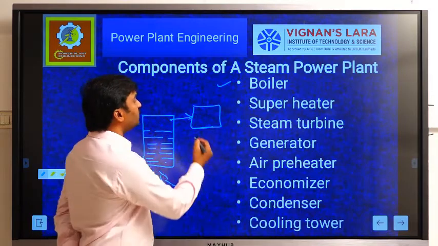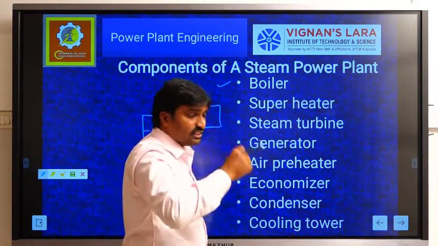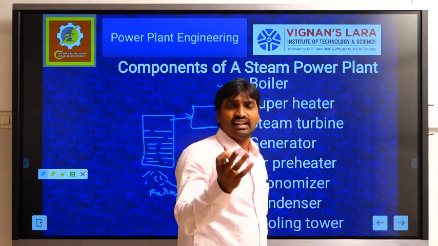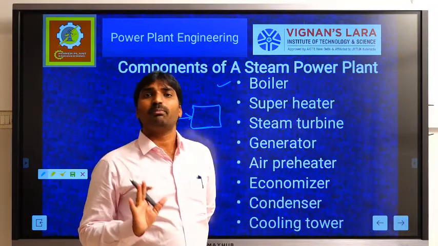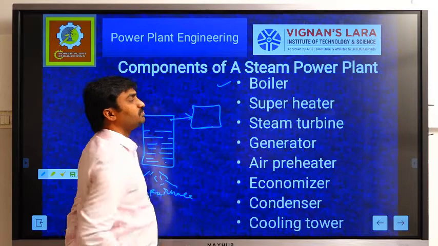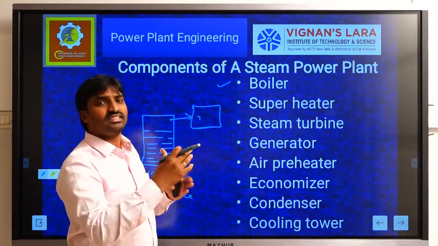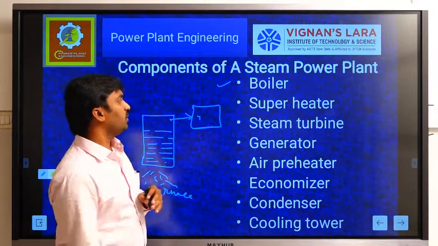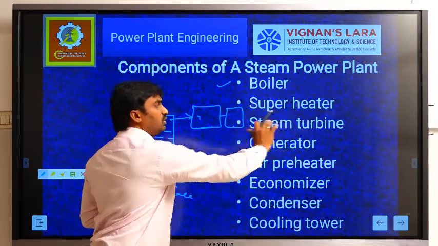So that's why we need to remove the entire water content. If water content is present in the steam, the kinetic energy is very low, and it also causes corrosion problems on the turbine blades. That's why we use the superheater. It increases the temperature of the steam and converts it into dry steam. After that, the dry steam is sent to the steam turbine.